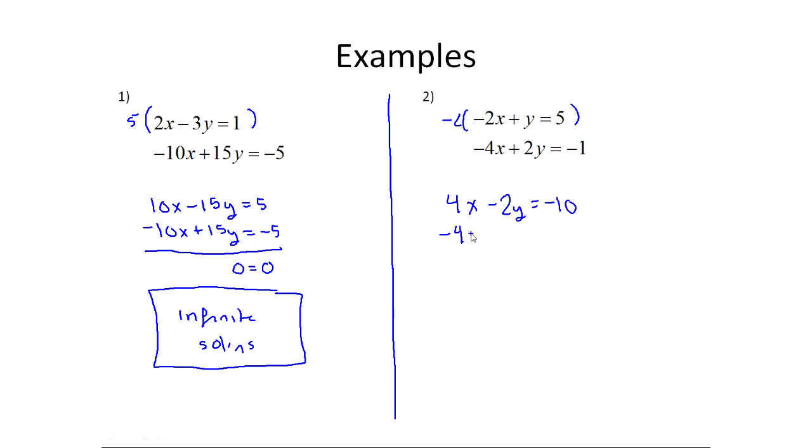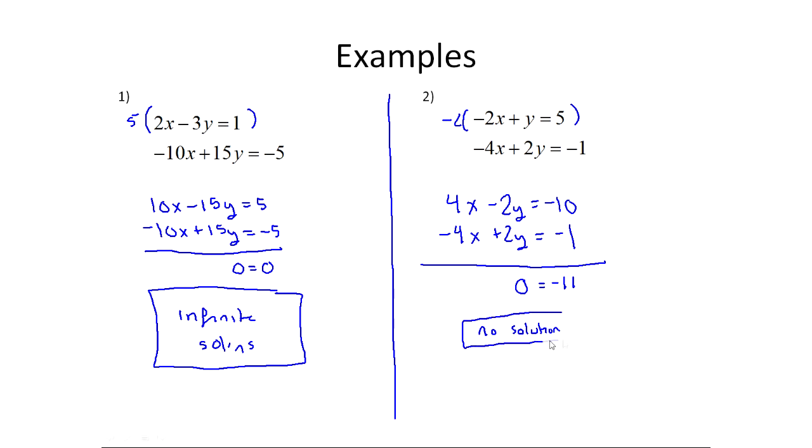And now I have something similar happening to before. I get minus 4x plus 2y equals minus 1. Very similar, I end up with 0 on one side. But now I end up with an even stranger statement. I get 0 equals negative 11, something that's never true. What this is telling me is that there's actually no solution to this system. In other words, you can't find an x and a y that would satisfy both equations at the same time.